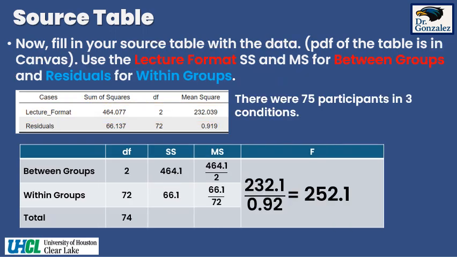So if you filled in your data from that table, using the lecture format, which is right here, and sums of squares, that's right here, and the MS, mean of squares, which is also here, you would use the residuals for within groups, okay? So we had between groups and within groups in the chart. So in pulling this data out of Jamovi, I wanted you to know that residuals correlate to that within groups, okay? So we would pull the 2 for our degrees of freedom for lecture format. That 2 right there, the 72 comes from the residuals of degrees of freedom.